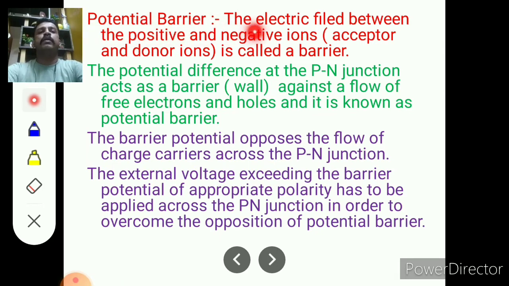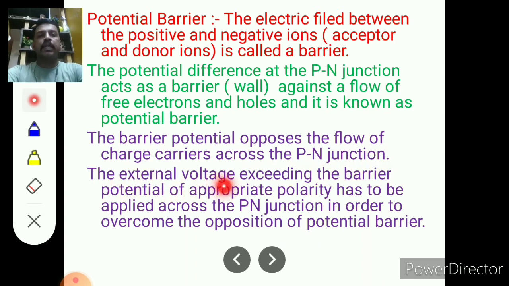Potential barrier. The electric field between the positive and negative ions, the acceptor and donor ions, is called the barrier. The potential difference at the p-n junction acts as a barrier wall against the flow of free electrons and holes, and it is known as the potential barrier. The barrier potential opposes the flow of charge carriers across the p-n junction.